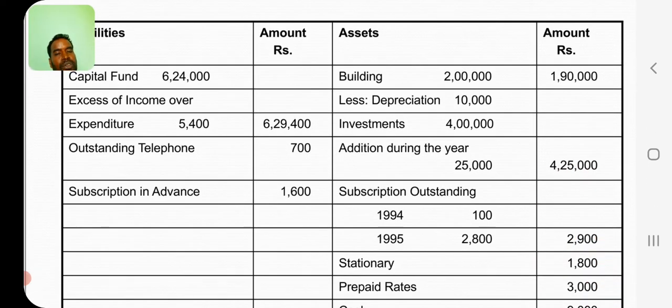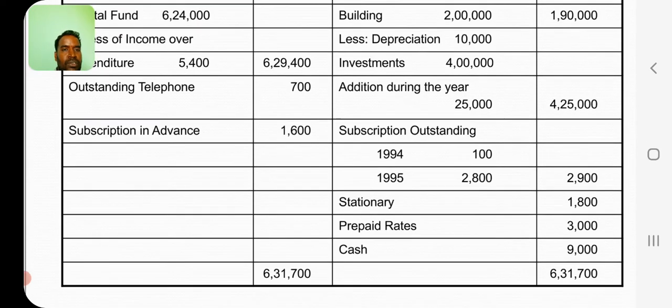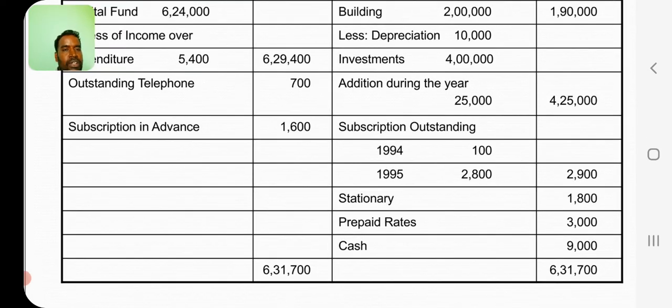Okay, 6,24,000 plus 5,400. Why? Because we are adding excess of income, meaning income is more than expenditure. It should be a profit, but instead of profit, here we are using the word surplus. So we have to add 5,400 to the 6,24,000. So the net value is 6,29,400. Next, outstanding telephone, it's a liability. So posted here 700. Subscription in advance 1,600.